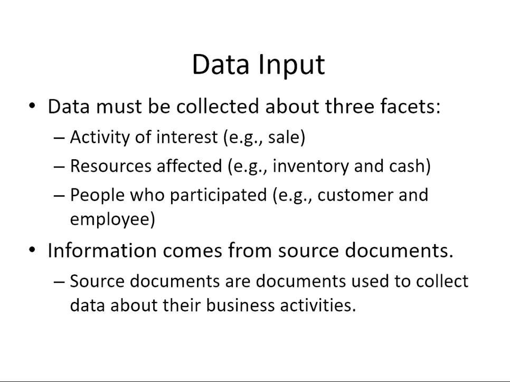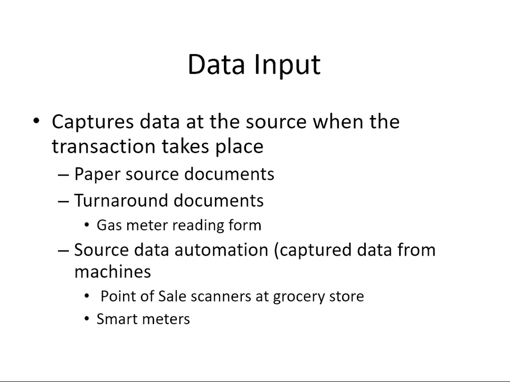Information comes from source documents. Source documents are documents used to collect data about business activities. So what are those source documents? We have paper source documents, like purchase orders and sales invoices. Those are paper. We also have an electronic version, also called a source document. Also, we have turnaround documents, which are documents we send out and then collect, like the gas meter reading form.